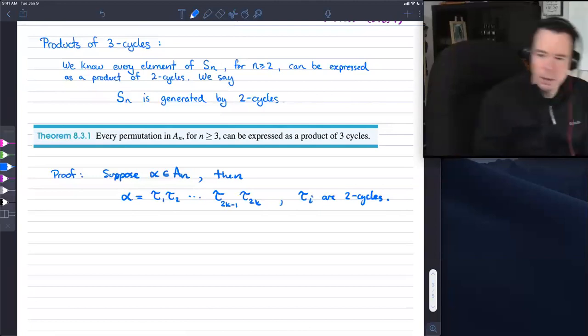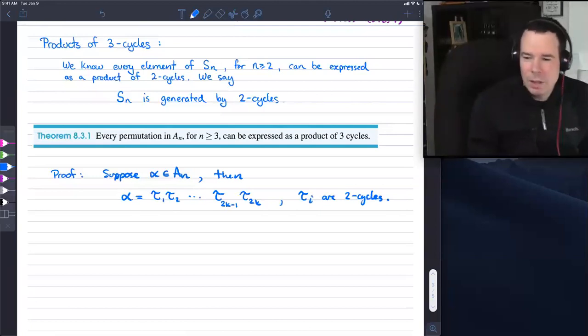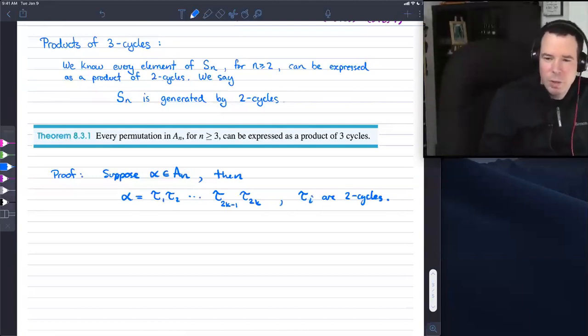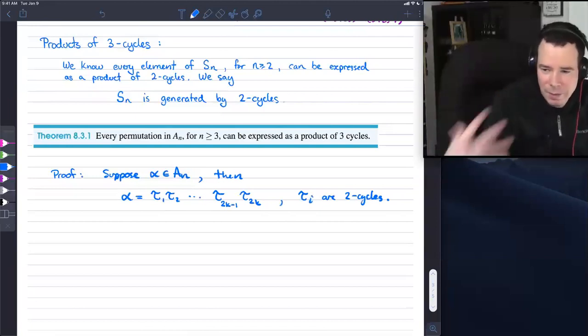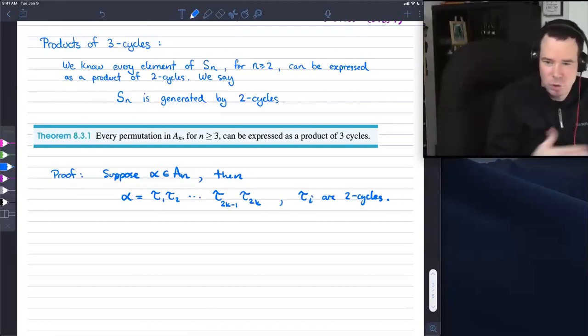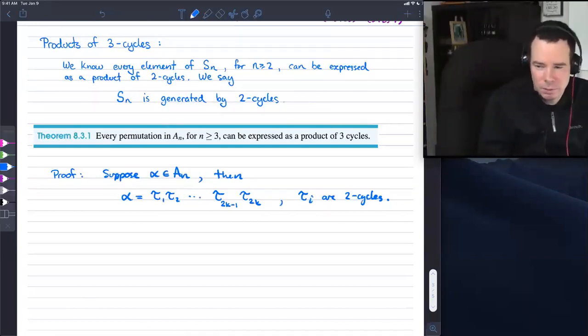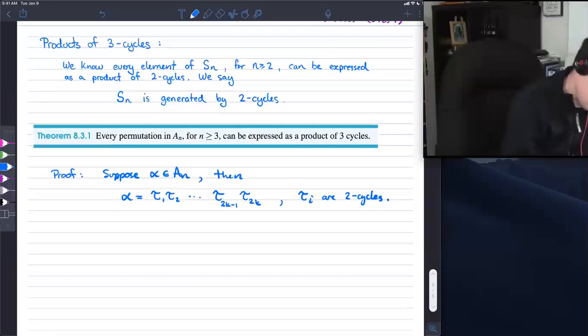I had to write my subscripts in a funny way in order to convey the fact that there's an even number of them. So there's 2k 2 cycles for some integer k. So 6 or 10 or 22 2 cycles. There's some even number of them.